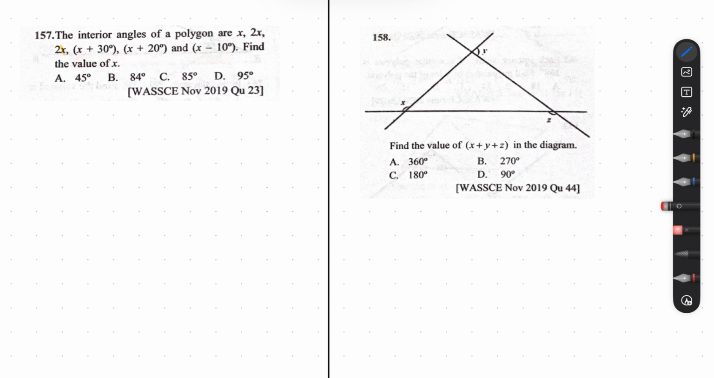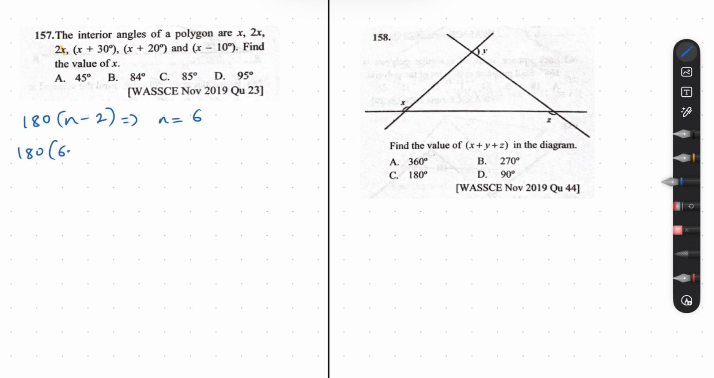Okay, so this is just now as we would normally do, we find the sum of interior angles. Then we equate it to the addition of all these angles. Now, do we know the value of our n? In this case, n is how many sides? Let's count the angles we've been given. 1, 2, 3, 4, 5, 6. So our n is equal to 6.